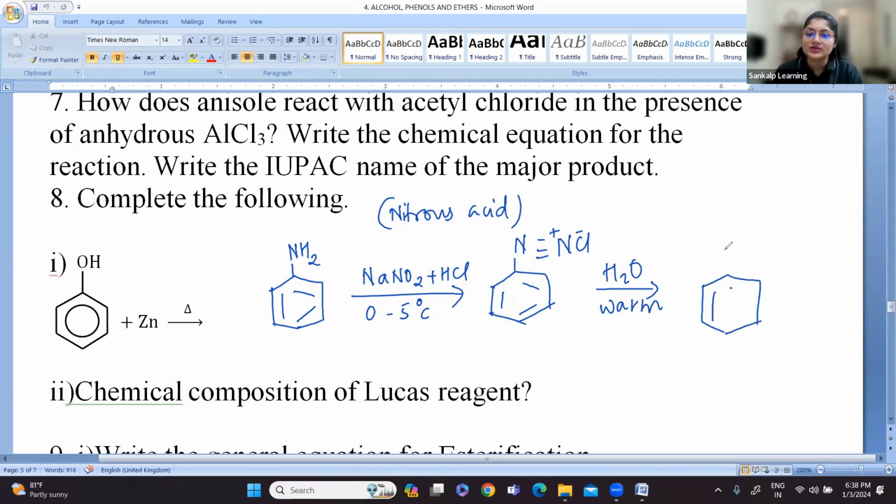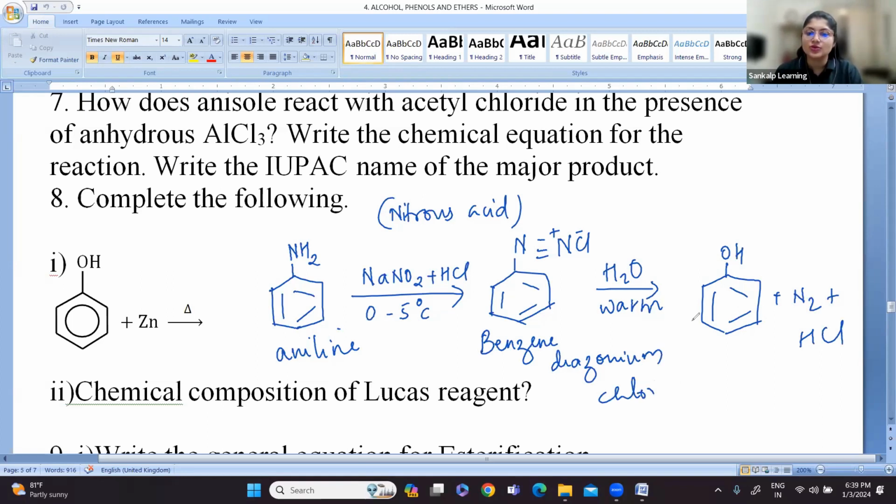You get a phenol. So this is the preparation. Aniline plus N2 plus HCl. So this is aniline. This is a benzene diazonium chloride. Okay, so this is the reaction. How are we preparing phenol from aniline? It is called the diazotization reaction.